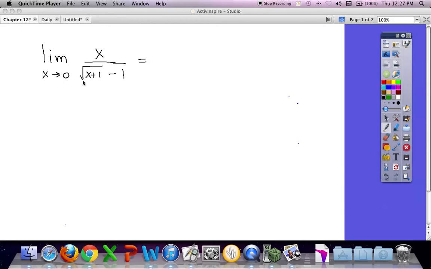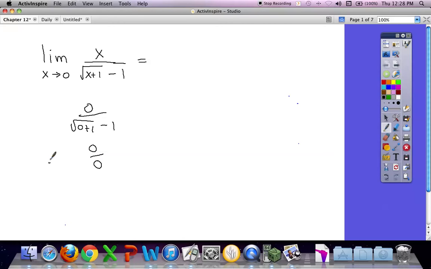I'm going to get 0 in the numerator. I'm going to get the square root of 0 plus 1 minus 1 in the denominator. And that is 0 over 0. It's definitely undefined. So this does not have a value at that point.